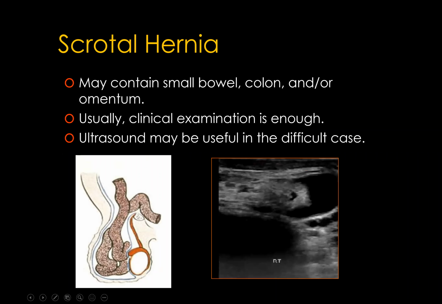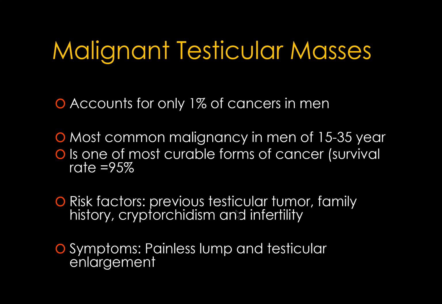Malignant testicular mass, testicular carcinoma. This accounts only for 1% of all cancers in men. Most common malignancy in men at the age of 15 to 35 years. Fortunately, it is curable and survival rate is about 95%. The risk factors are previous testicular tumor, family history, cryptorchidism, and infertility.